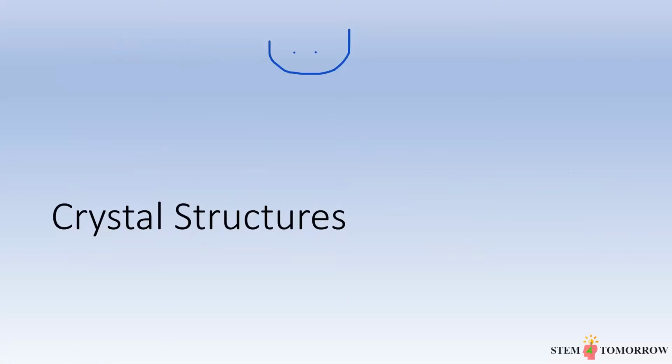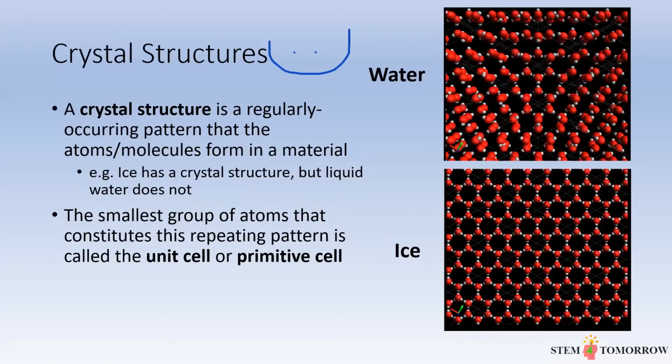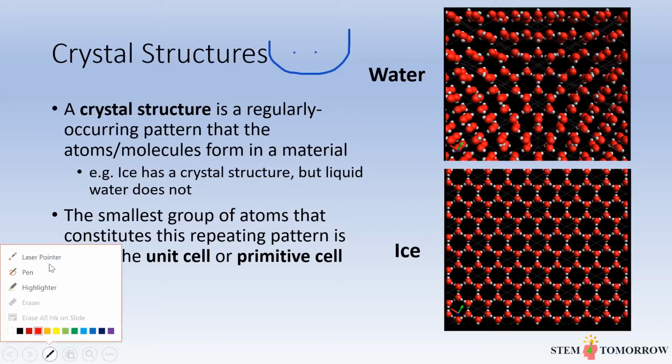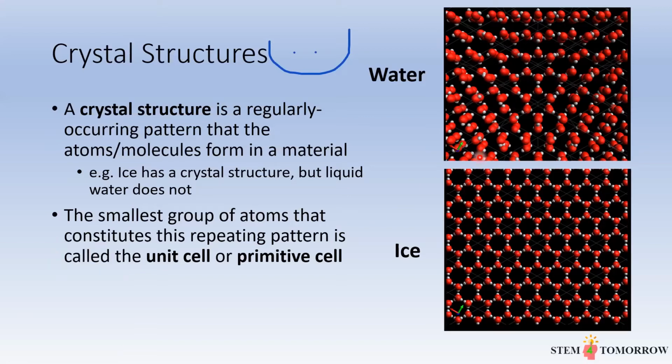In real life, there are a bunch of crystals, right? You can either have ice crystals or crystals like diamond. And crystal structures are basically regularly occurring patterns that the atoms or molecules form in a material. So a crystal structure means that there has to be some sort of repeating pattern. Here on the right, you can see I have the atomic structures of both water and ice, okay? Water is just a bunch of H2O molecules sort of floating around. But ice, you can see it's in a compact crystal, okay?